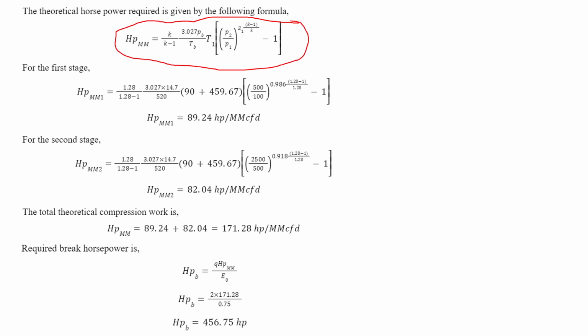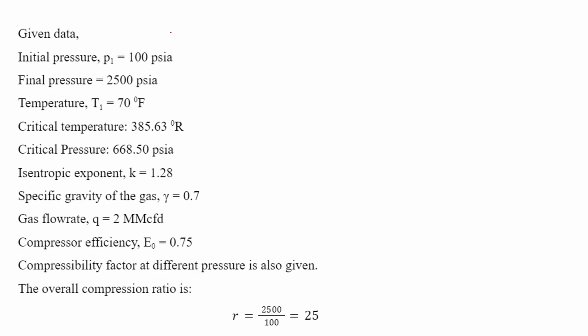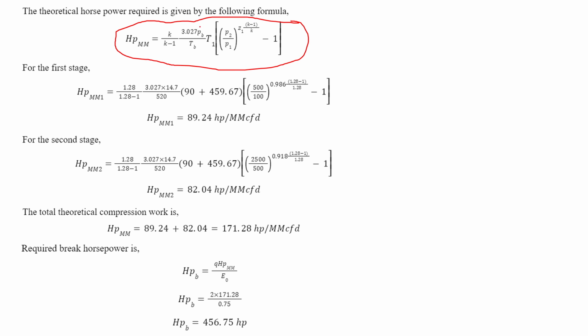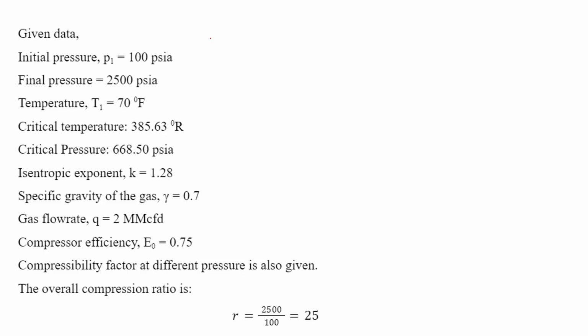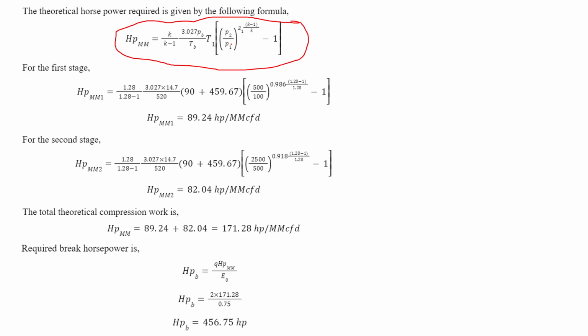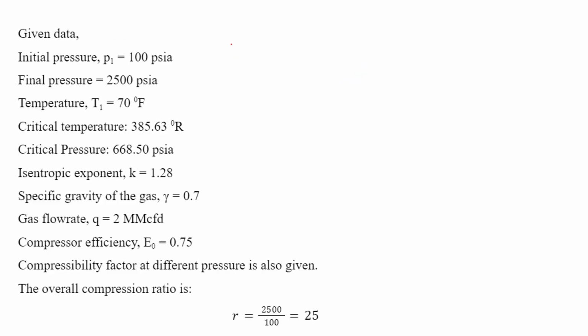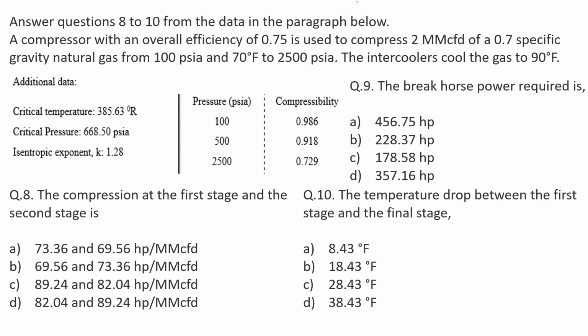In this formula, the values that are required are the K value, which is known to us, that is the isentropic exponent. TB and PB are the standard temperature and pressure. T1 is the initial temperature, which is known to us, that is 70 degrees Fahrenheit. P2 and P1 will be varying for both the stages. So for the first stage, we will take P2 as 500 and P1 as 100, and for the second stage, P2 will be 2500 and P1 will be 500. Z1 is the compressibility factor, which is already given according to different pressure.